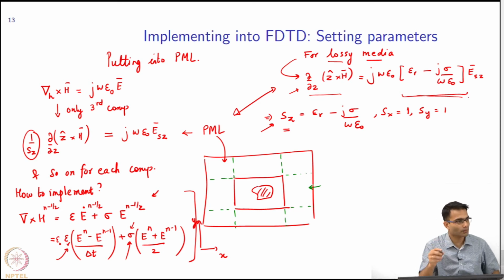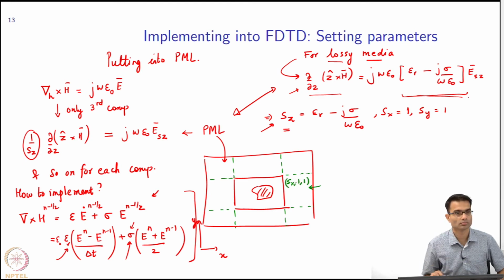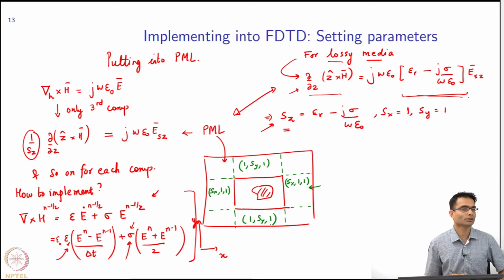Sx, right. So the parameters for this part will be Sx, 1, 1. Make sense. What about this part over here, the left part, again Sx, same direction, Sx, 1, 1. What about this one over here, 1, Sy, 1. That leaves out the corners. What should the corners be? Sx, Sy, 1. The corners are slightly different because it is a wave that needs to be absorbed in an arbitrary direction.